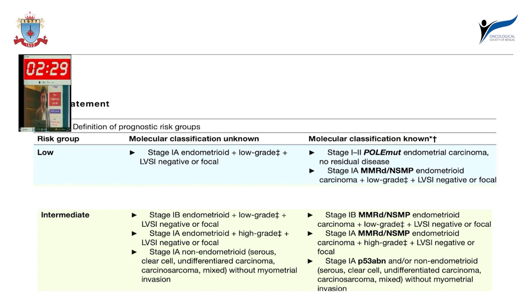This is the joint statement by the European guidelines, and we see stage 1 and 2 POLE mutated endometrial carcinoma with no residual disease has been classified as low risk group. This came out in 2019, and no radiation, no adjuvant is recommended in these patients. The only problem with POLE is you have to have NGS or Sanger sequencing, but for the others, you can do it with IHC, MMR and P53. The cost for POLE mutation testing will be around 18,000, and that will be a problem.